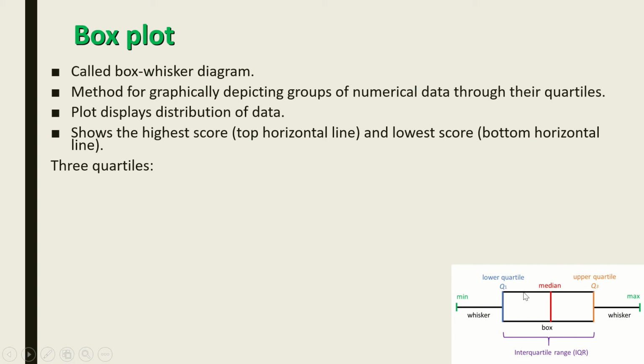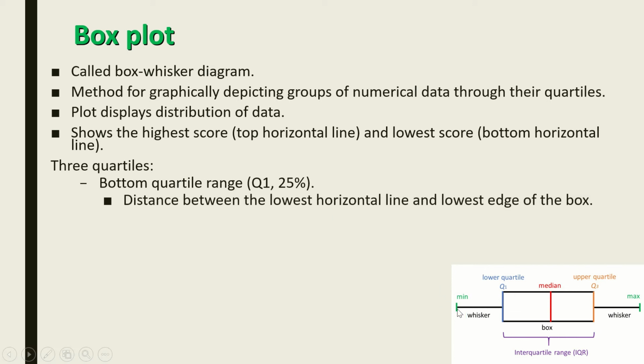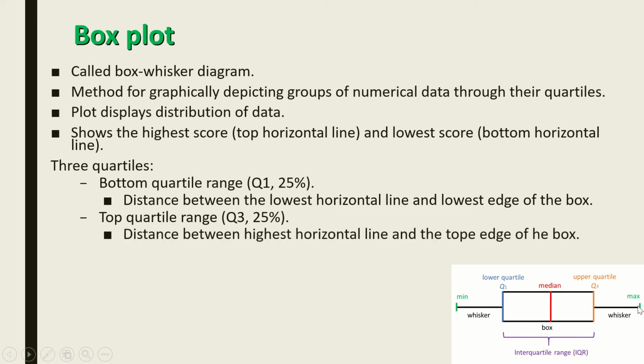There are three important quartile ranges, Q1, IQR, and Q3, in this box plot. The lower quartile range, Q1, represents 25% of the data and is the distance between the lowest horizontal line and the lowest edge of the box. The upper quartile range, Q3, again represents 25% of the data, and is the distance between the highest horizontal line and the top edge of the box.